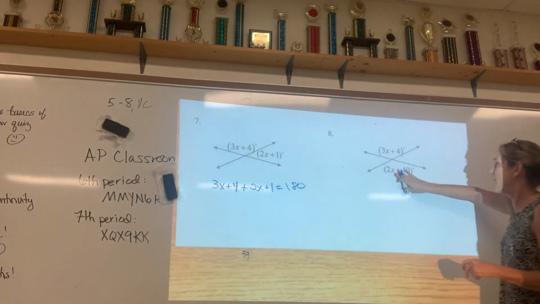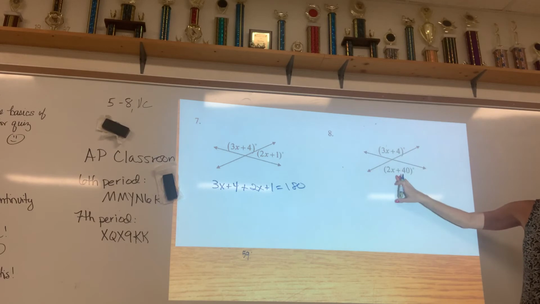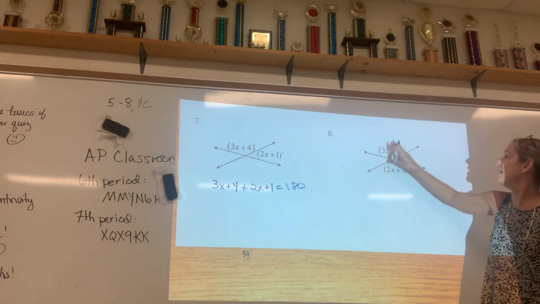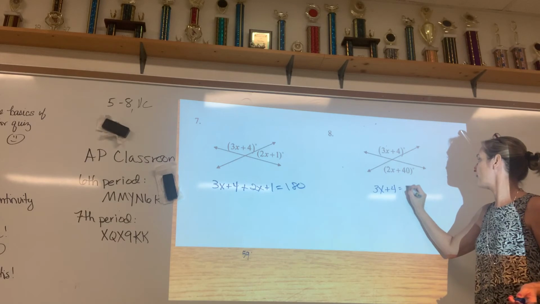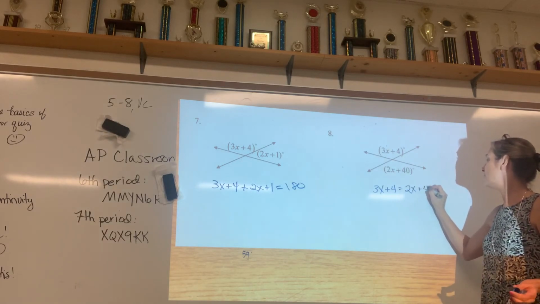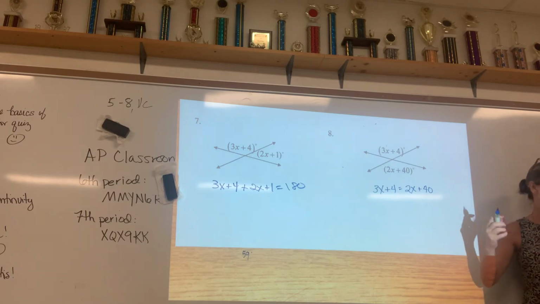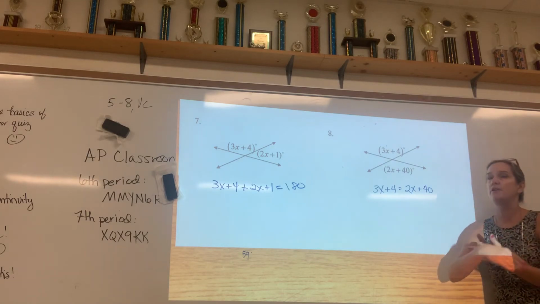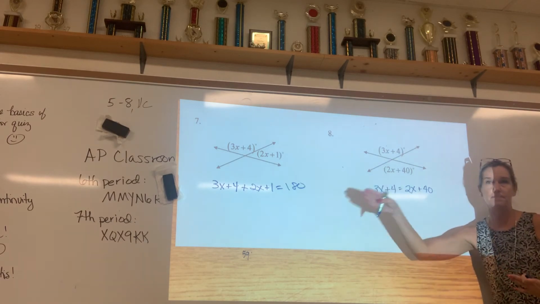Over here, however, these two are vertical. They're across from each other. How are they related? They are equal. This junk equals this junk. And that is something that we're going to do in geometry all year. Knowing the relationship gives you the first step, and then you do some algebra to solve. Okay, you guys, you understand the first step?